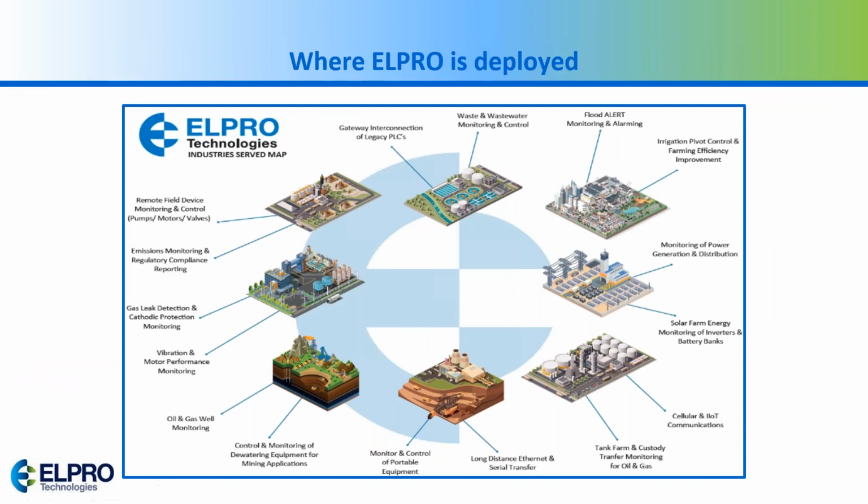So for deployments, we're well known for water wastewater. I'm going to go over this flood alert monitoring and alert system. We do get into power. We are getting into more and more of the IoT because our products can communicate MQTT. We also get into the oil and gas market because our product is class 1 Div 2, so we could get into well monitoring and then also into plants, petrochemical plants and refineries.